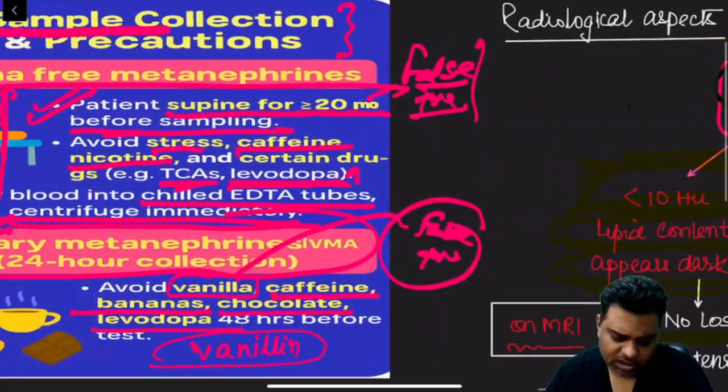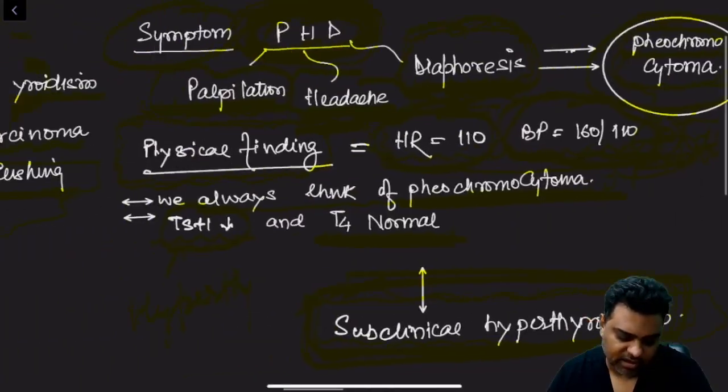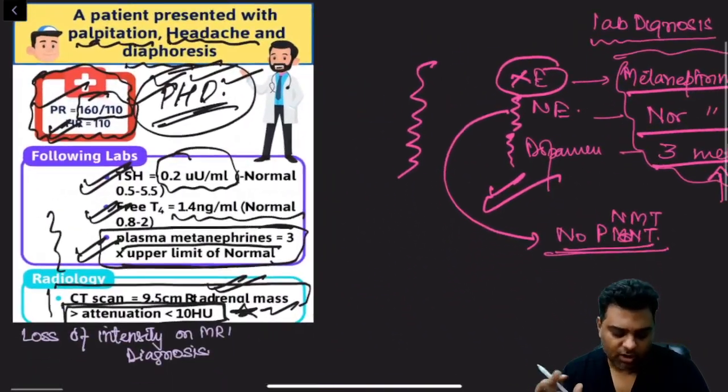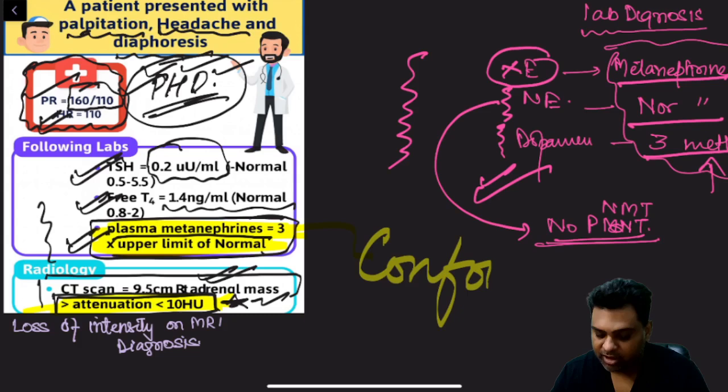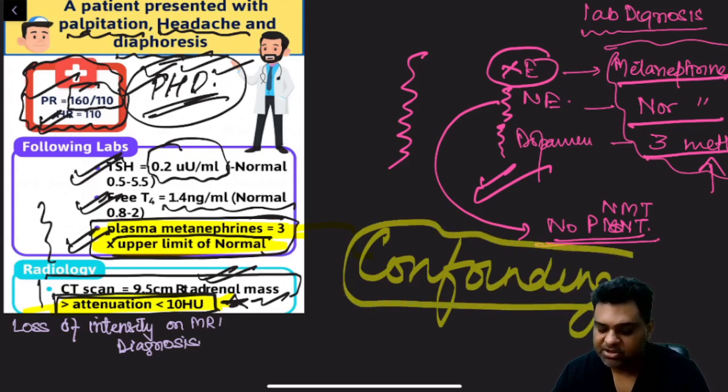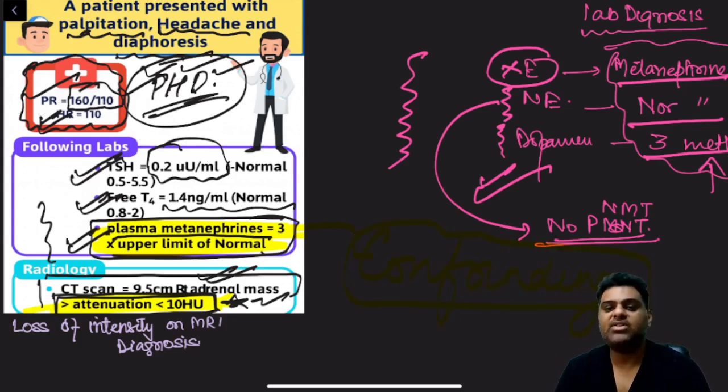Now, we again come to that initial question that we were having. In this patient, in the CT scan, the attenuation is less than 10 HU, which means a high chance that it is not a pheochromocytoma, because it is dark and lipid content is more. So you will ask me, the plasma metanephrine is 3 times the upper limit. That is why I have told you that it may be because of some confounding factors. The patient may be under stress as the patient has come and you have sent the blood sample, or the patient may be on levodopa, or you have not collected the sample in the supine position after 20 minutes of rest. So there can be a lot of things.